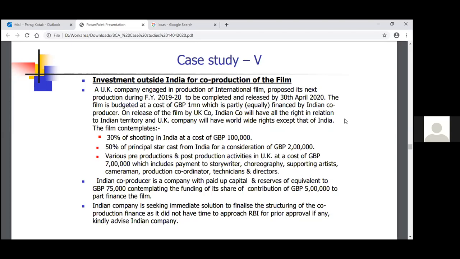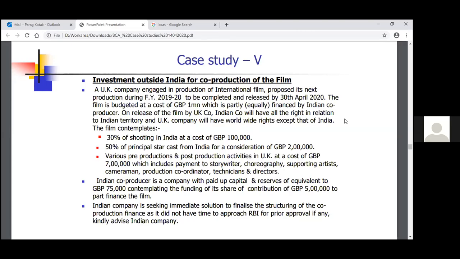The number two is about the import of the goods and services within 6 months from the date of making payments. Yes, that requirement is a must. And if the film cannot be produced within that time, there is a difficulty. But what we are told is that the film is to be completed and released by 30th April 2020, and the finance is contemplated during 2019. So probably that also answers your question.